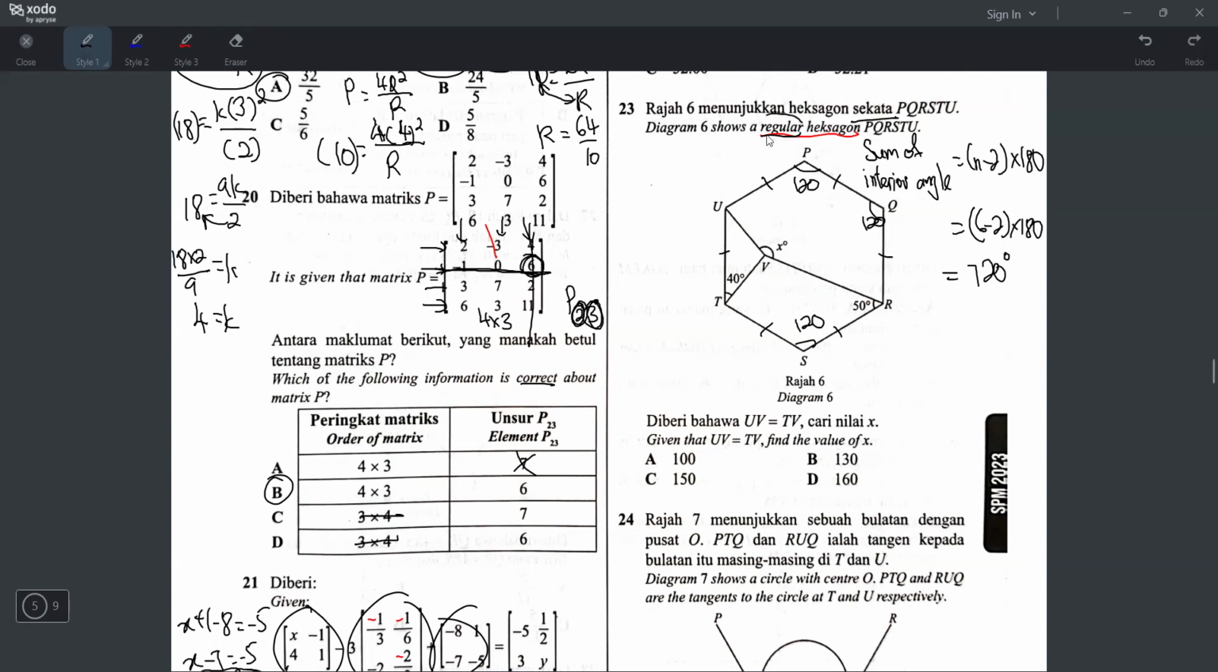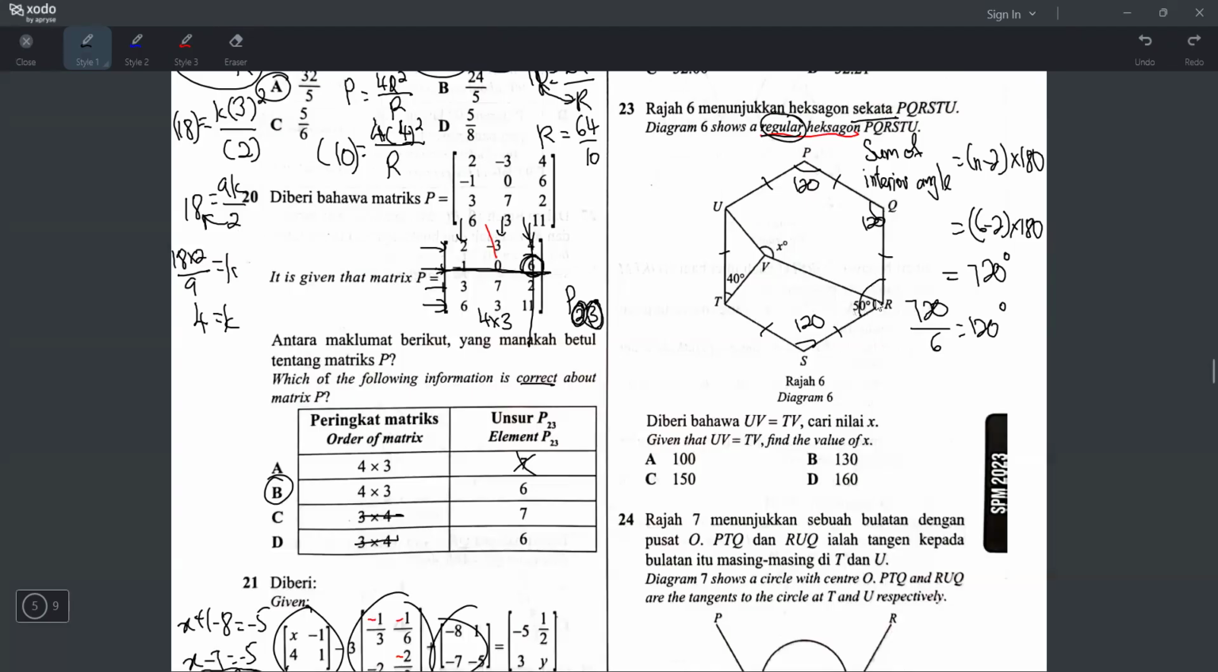But since it's a regular hexagon, dia adalah polygon sekata, kita boleh ambil 720 bahagi 6 to get 120. Because each of these sudut dia sama size. Sebab dia sekata. So that's why I know it's 120. Okay. For your information, this is also 120.